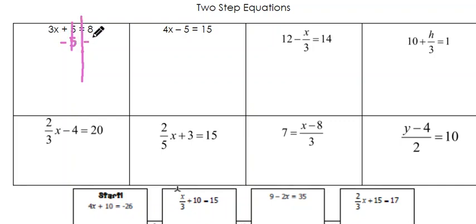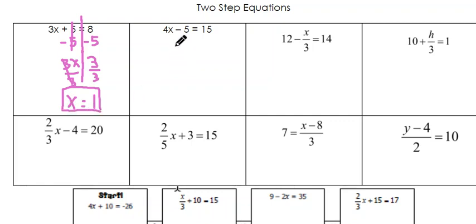And whatever I do to one side, I go to the other side. 8 minus 5 is 3. And over here on my left side, I'm left with 3x. Well, now it's a one-step equation. 3x means 3 times x, so I'm going to divide by 3 to cancel those out and leave me with x. And I'm going to do the same thing to my other side. And 3 divided by 3 gives me 1, so I'm left with x equals 1.